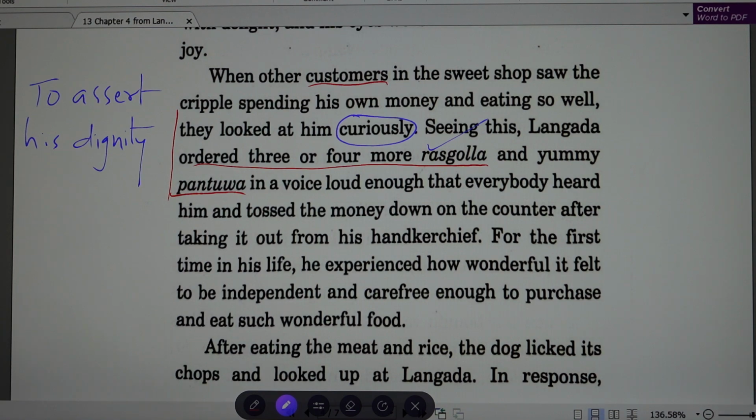But when I have money, I don't have to go to you and say, Hajur, this and please. I can take out my money with pride on my face.